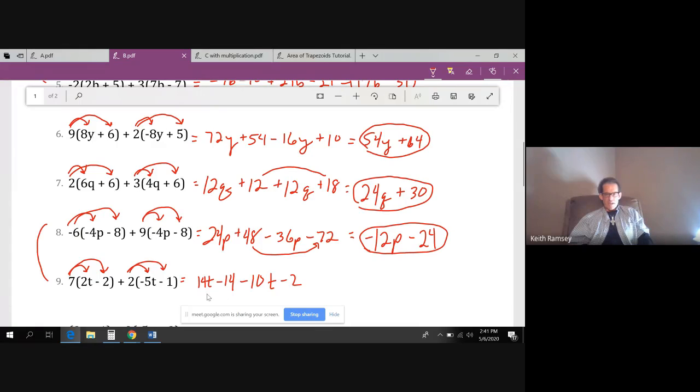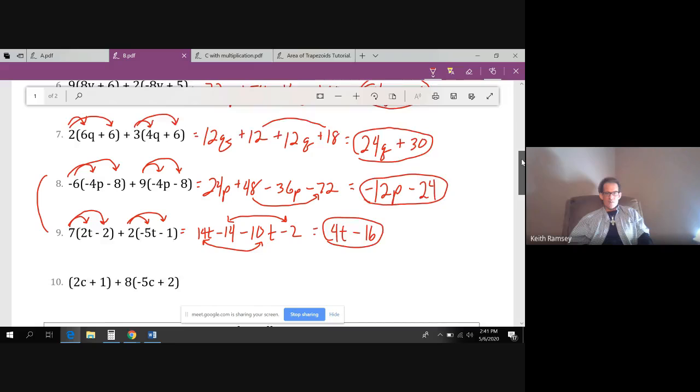Then check for your matches. This 14 has a t, and so does this -10. These go together. So this one's negative, this one's positive, so this is going to equal 4t. And this -14 and this -2, they go together because they don't have a variable. They're both negative, so that's going to be -16. And that's your simplified answer for number 9.